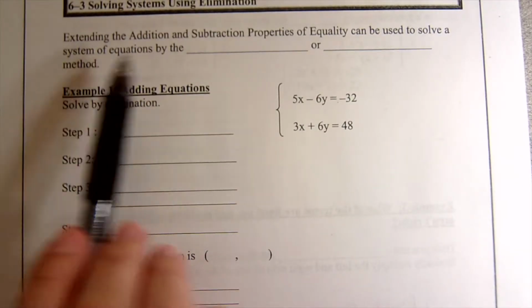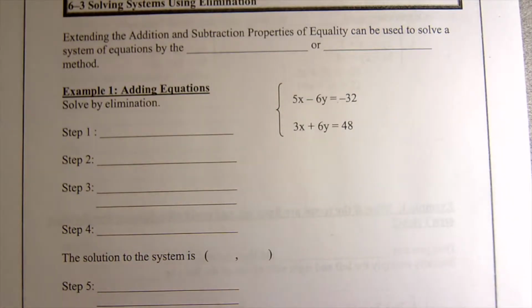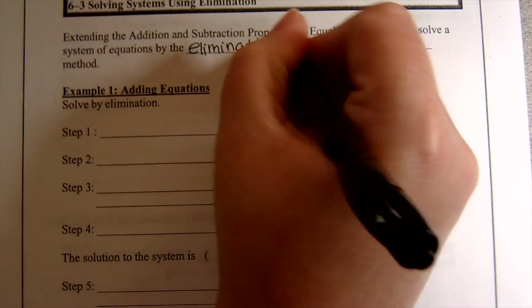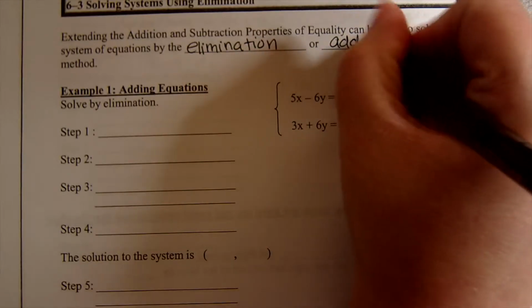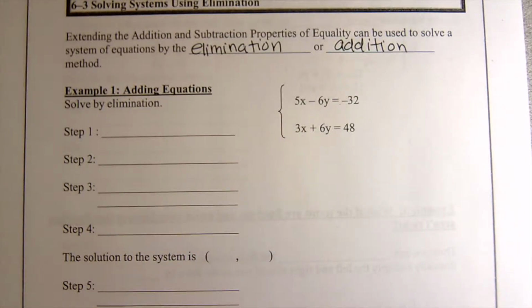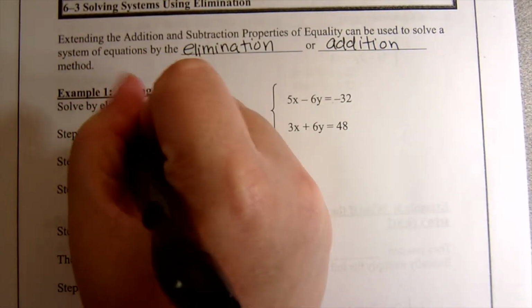It says extending the addition and subtraction properties of equality can be used to solve the system of equations by elimination, or it's also called the addition method. Before now, we've either had to graph these two equations and see where they cross, or get one equal to x or y and plug it into the other equation. Today we are going to, step 1, add the two equations together.